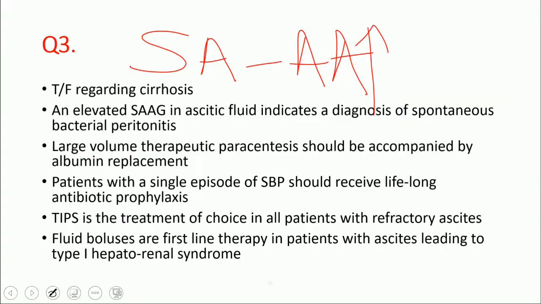So what happens is, your ascitic fluid albumin will be low, right? And this increases your SAAG, right? But if there's an infection or a malignancy causing more protein content, then your SAAG is low, right? So an elevated SAAG in ascitic fluid in the diagnosis of spontaneous bacterial peritonitis is the statement here. In spontaneous bacterial peritonitis, there is a high protein-rich ascitic fluid. So therefore, the SAAG will be low, or more precisely less than 1.1. Right. So that is false.